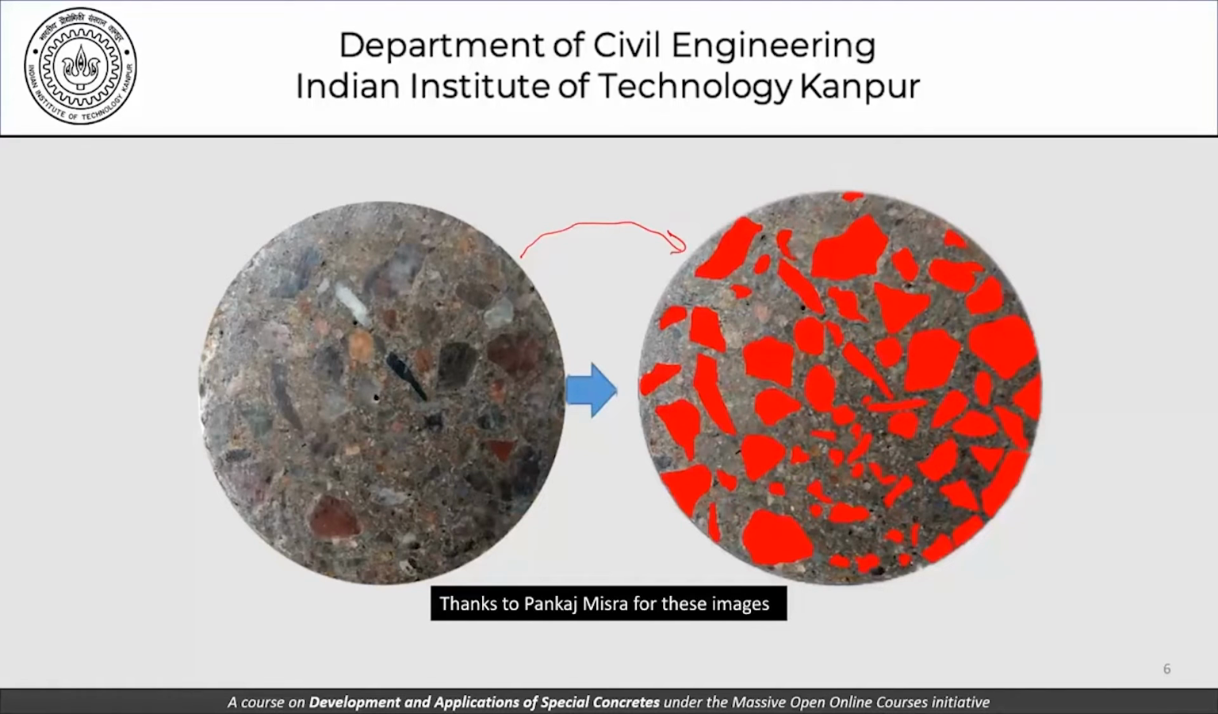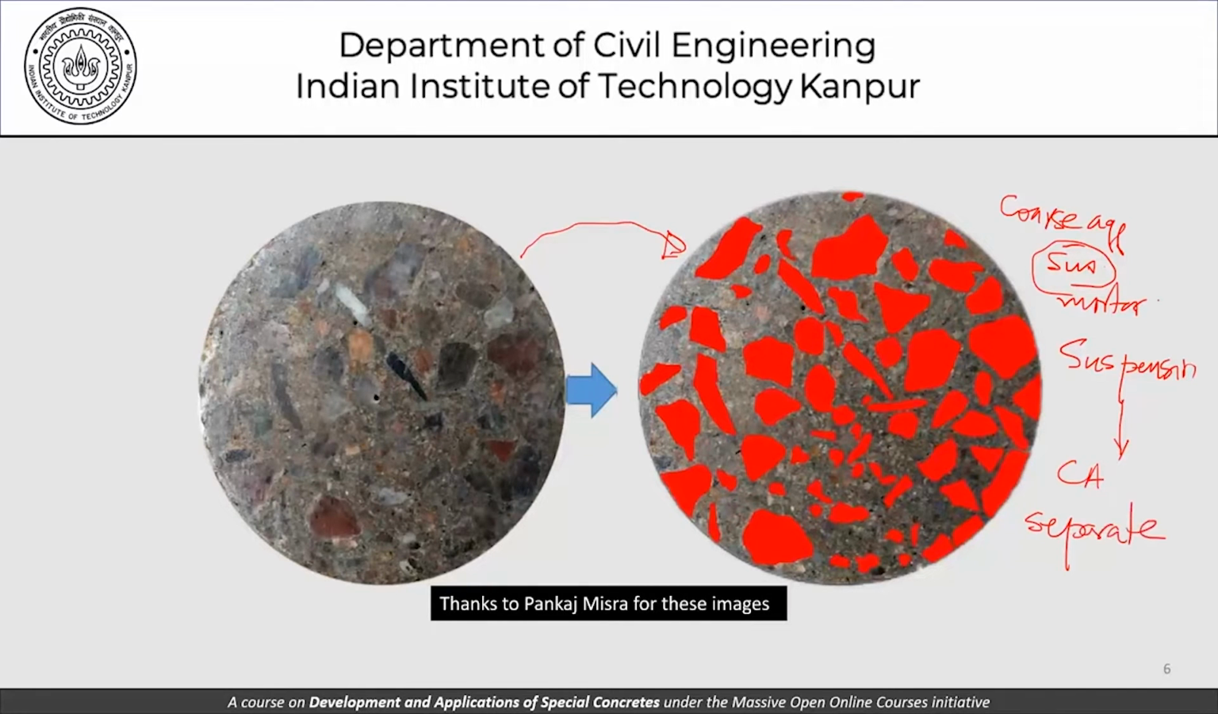This image has been drawn primarily to show you the fact that coarse aggregates are indeed a suspension in mortar. So you can see that the coarse aggregates are suspended in mortar. Now, what does this word suspension imply? The word suspension implies that the coarse aggregates are separate from each other. What does this separation really mean? We will try to examine this business of separation and its implications on different things shortly.